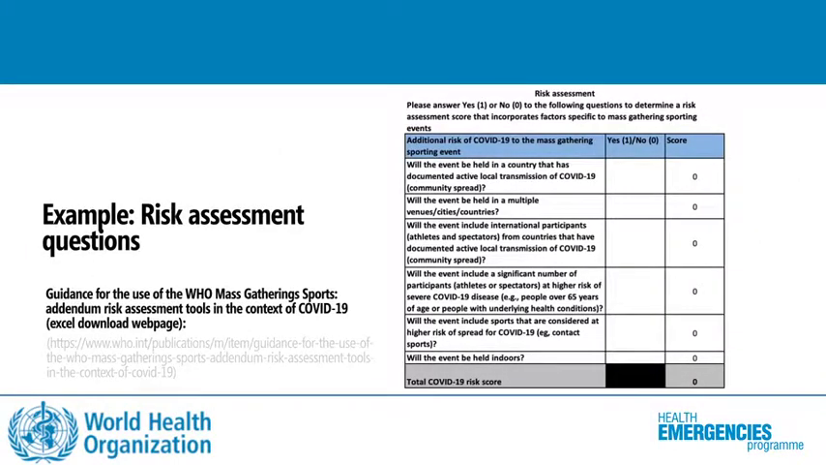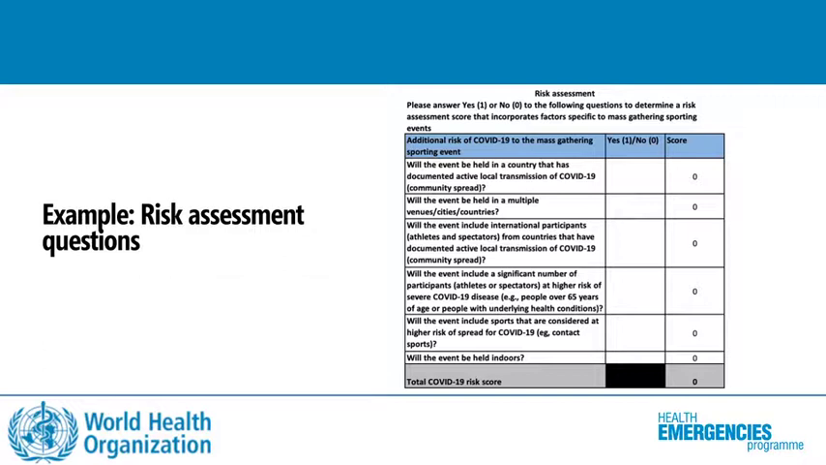Once you have opened the accompanying WHO COVID-19 Risk Assessment Addendum for Sporting Events Excel file, you are ready to conduct the first part of this process, the risk assessment. We can answer the questions as follows. Will the event take place in a host country with documented active local transmission or community spread? No. In this example, there are currently only sporadic cases being reported, so this country is not considered to have community spread, and we can give this question a score of 0 to indicate no.